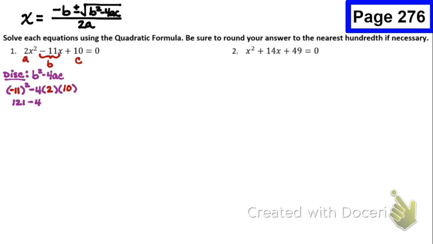What do I do next? You do negative 11 times negative 11, then you do 4 times negative 4 times 2, which is negative 8. Yep. So I have 121 minus 8 times 10. 8 times 10 is 80. Oops, I put that in the wrong spot. So I have 121 minus 80. 41. What does that tell me? 2 real roots. 2 real roots.